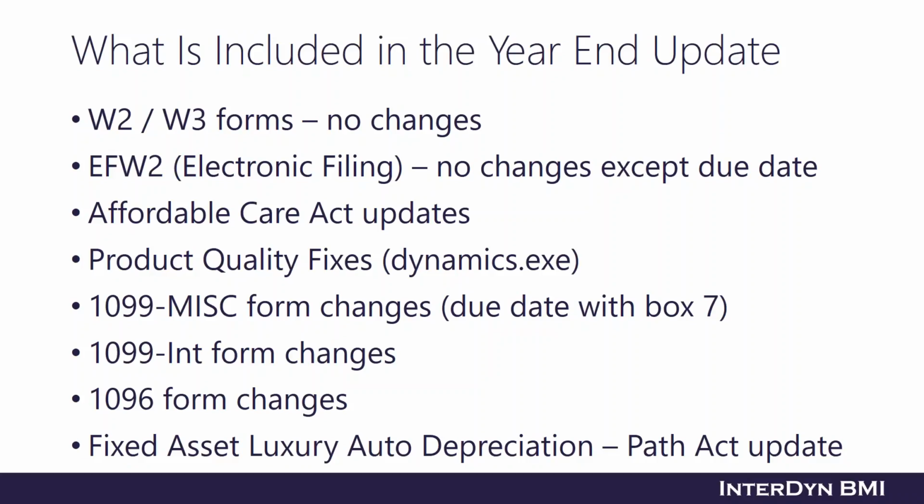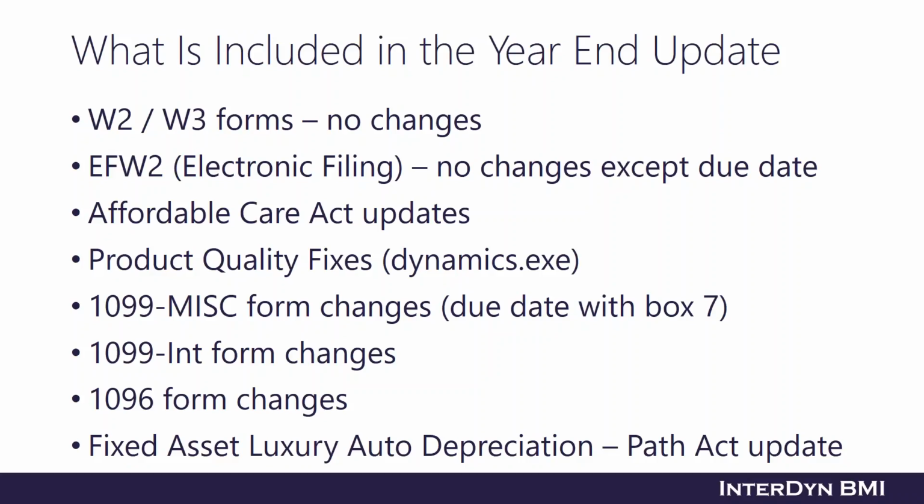1099 miscellaneous form changes, that's really the thing there is the due date. Again, that's going to be due January 31st, if and only if you have non-employee compensation, which is box 7, filled out. And that's probably 99% or more of what most all of you use the 1099 for, is the box 7. That's the subcontractor, the non-employee compensation that's being paid. So if you have an entry in box 7, that changes your due date to January 31st.